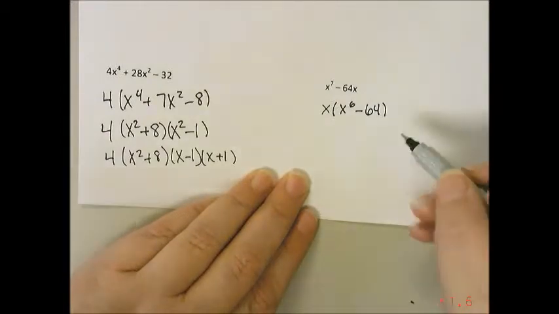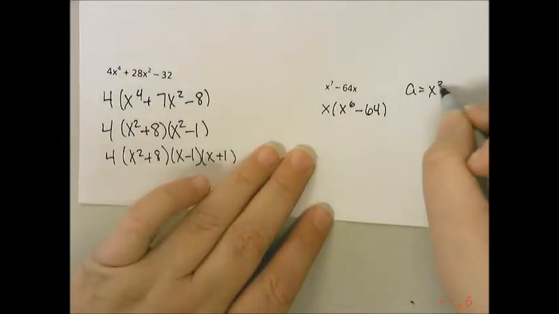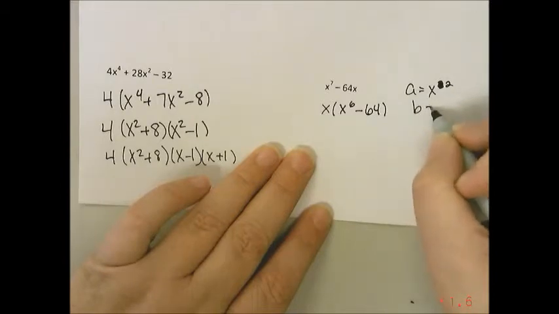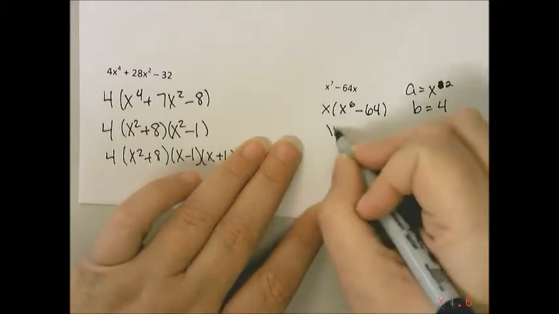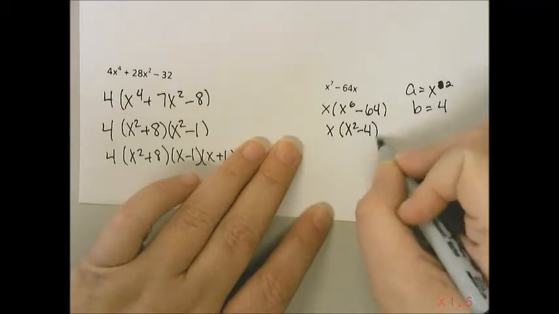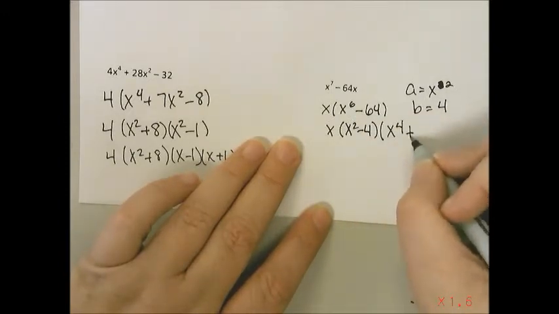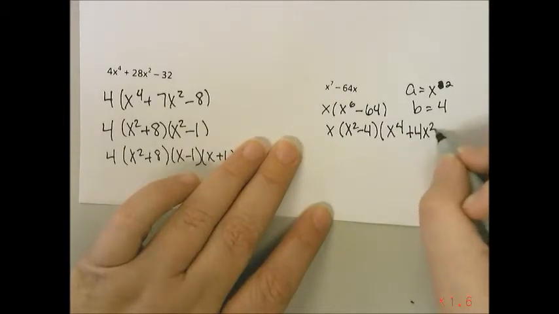Then we have the difference of squares. So our a value is x cubed, or I'm sorry, x squared. And then our b value is 4. So this ends up being x squared minus 4. And then we multiply this twice. So this is x to the 4th plus 4x squared plus 16.